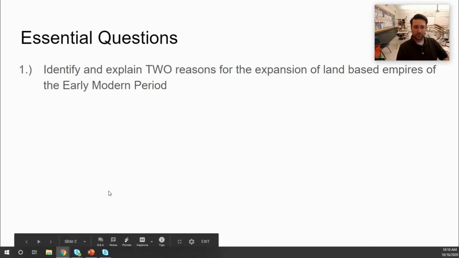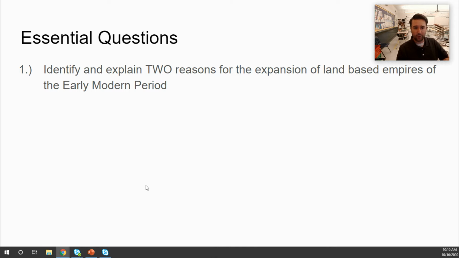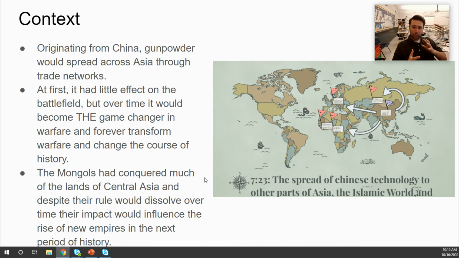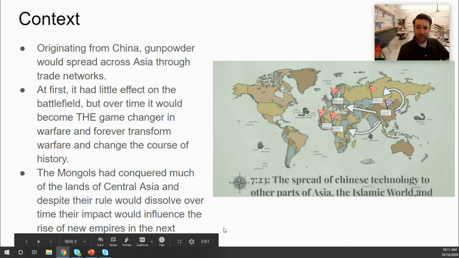So starting with our essential question, identify and explain two reasons for the expansion of the land empires of the early modern period. So we're originating, talking about gunpowder as being a major influence on the expansion itself. Hint, there's one reason, but explain a little beyond as you learn through the lecture itself. So gunpowder is a Chinese invention, originally trying to find some sort of cure for everlasting life and so forth. Ironically, it does not get used to that in history.